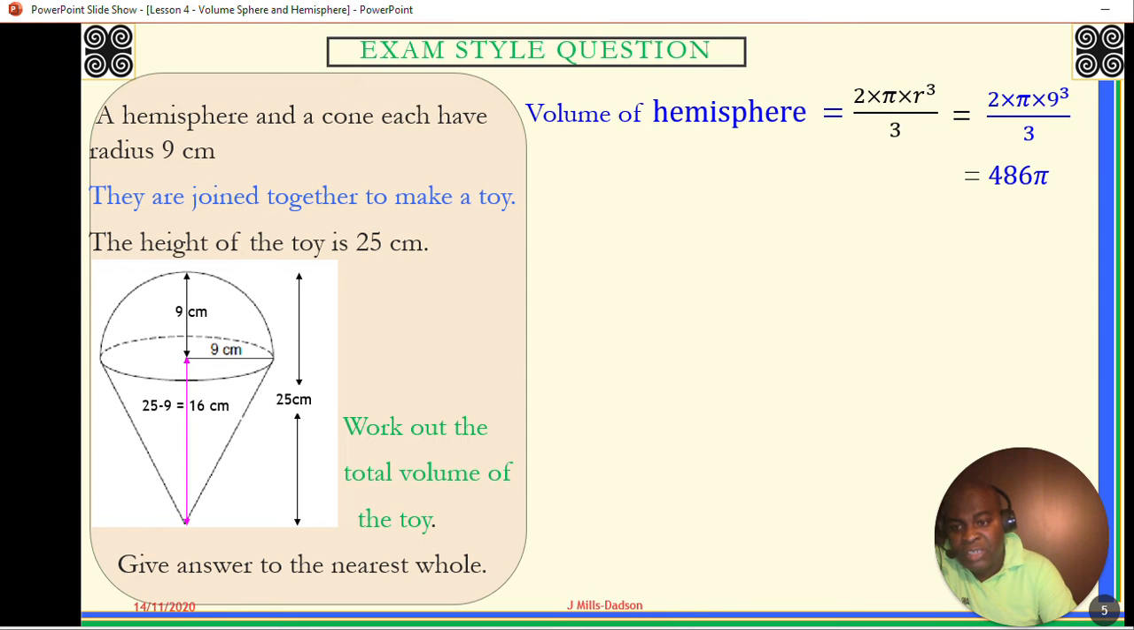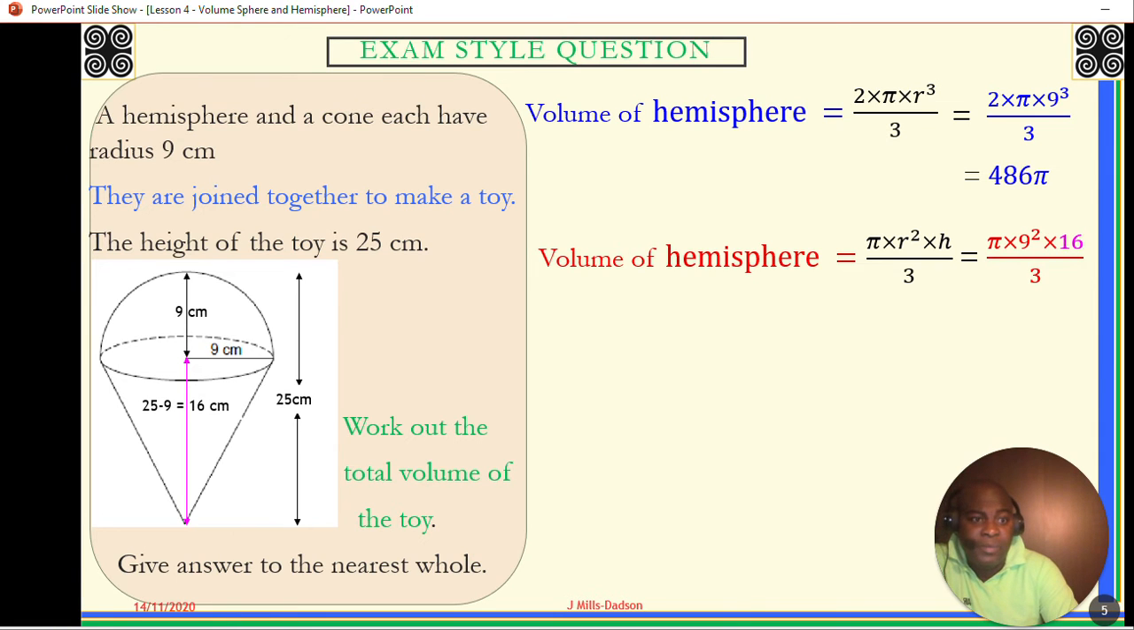So to work out the volume of the cone, remember the formula? It's just pi r squared times height, all divided by 3. It's simply the volume of a cylinder divided by 3 from the previous lesson. So this time r is 9, height is 16. Replace them in the formula. That works out to be 3,888 pi.